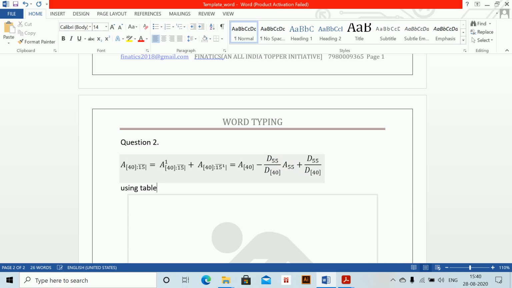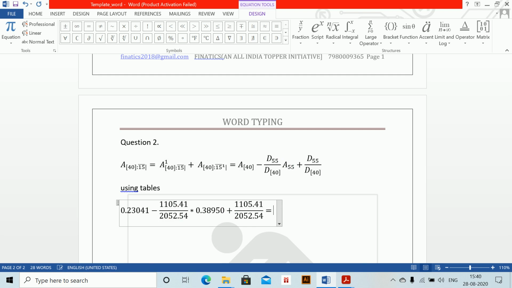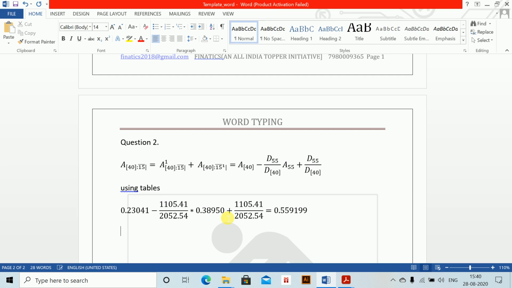Using tables you have the values: 0.23041 minus 1105.41 divided by 2052.54 into 0.38950 plus the same thing, not writing it again. So this calculation becomes 0.559199. This is the value of my EPV.